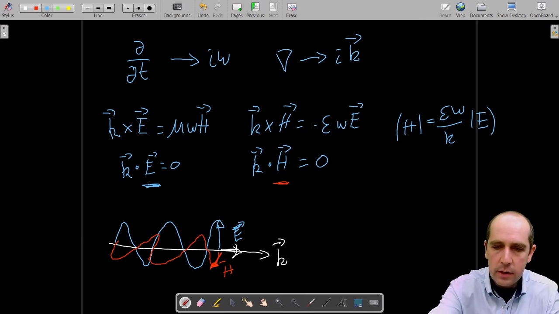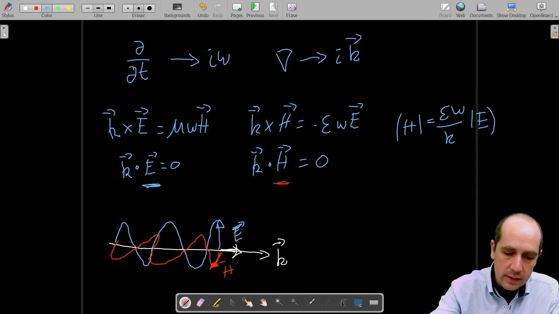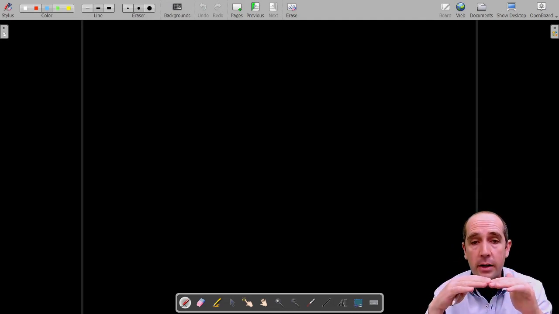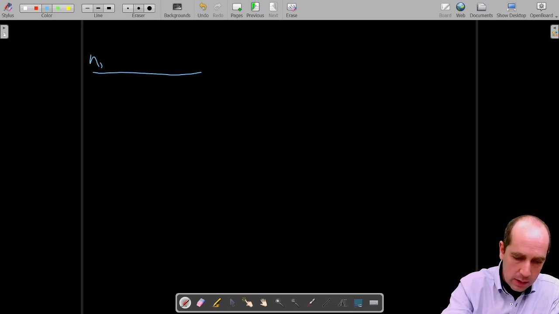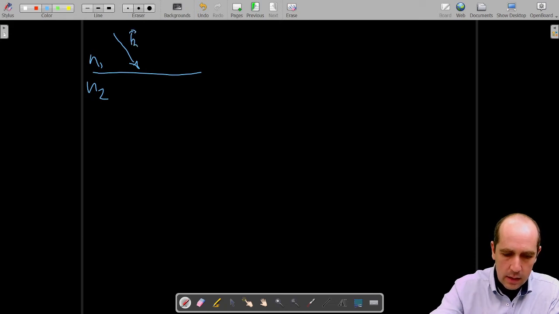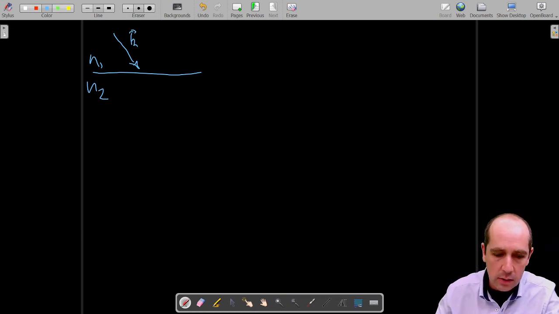Okay, so right. The next thing I want to talk about is how these waves behave when they find an interface between two materials. So again, I'll draw here my little schematic. So you have a medium with refractive index 1, and one with refractive index 2. So you have an incoming wave, which is represented by a vector k. This is the vector k. So it's a plane wave coming into the interface between these two materials.